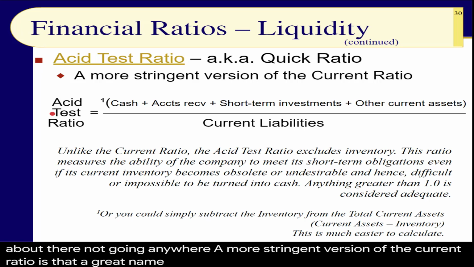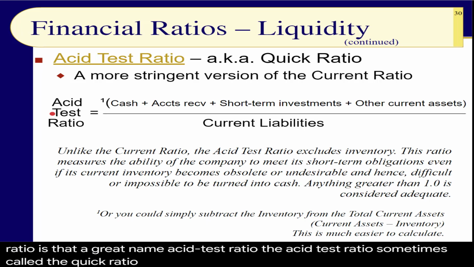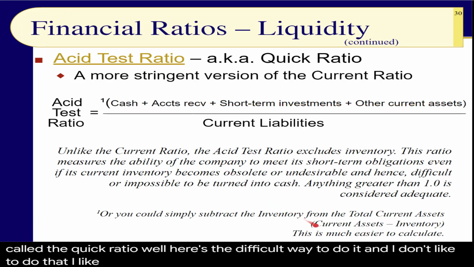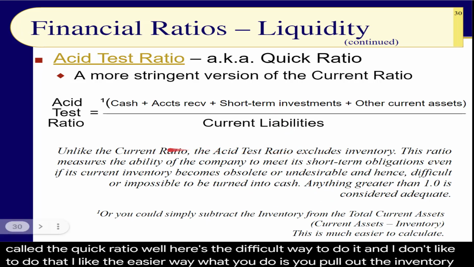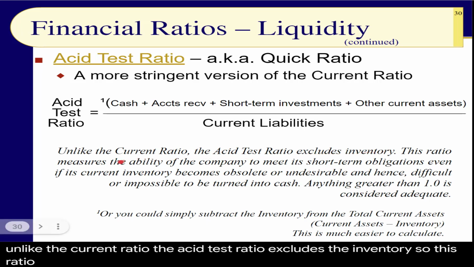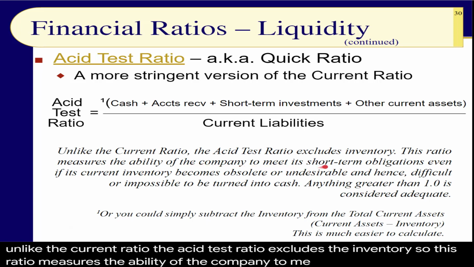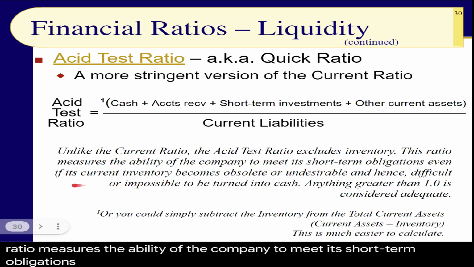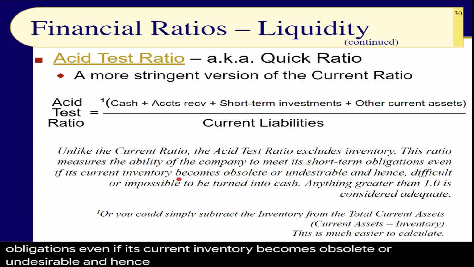The next one is a more stringent version of the current ratio. Isn't that a great name? Acid test ratio, the acid test ratio. Sometimes called the quick ratio. Well, here's the difficult way to do it, and I don't like to do that. I like the easier way. What you do is you pull out the inventory. Unlike the current ratio, the acid test ratio excludes the inventory. So this ratio measures the ability of the company to meet its short-term obligations, even if its current inventory becomes obsolete or undesirable, and hence difficult or impossible to be turned into cash.